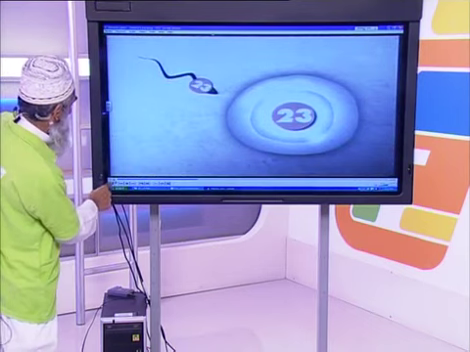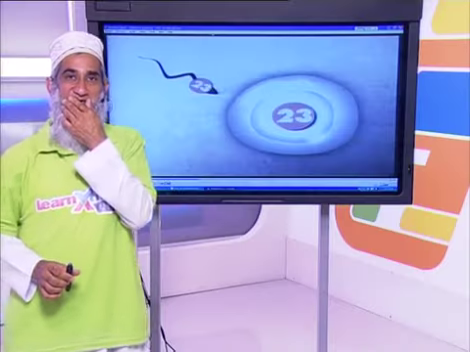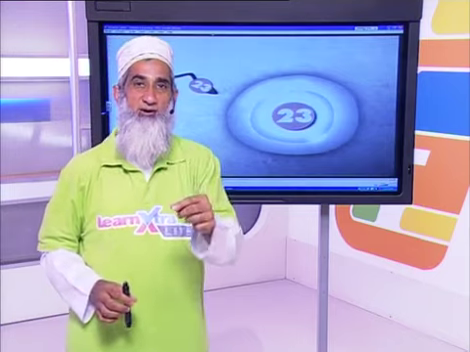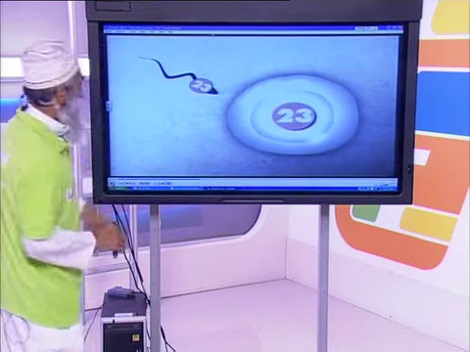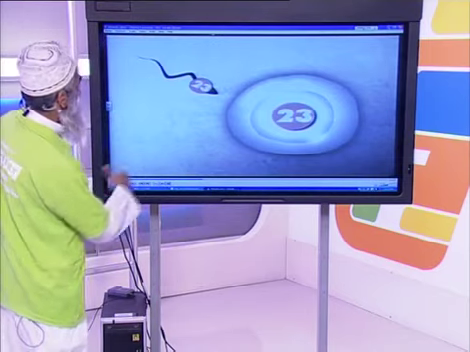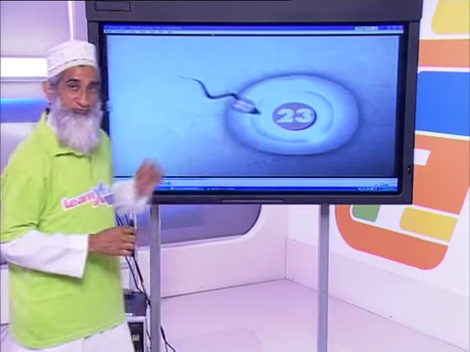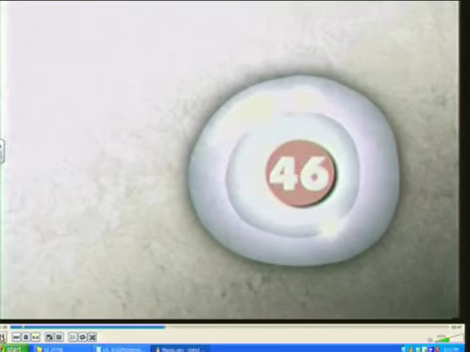We're saying that because of meiosis, the sperm has 23 and the egg has 23. So what has happened? We have reduced the chromosome number by half. Why? So that when these 23 chromosomes join with these 23 chromosomes from the sperm to the egg, what are we going to get now? We're going to get 46.